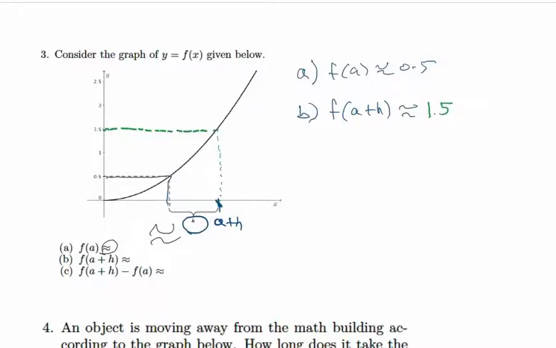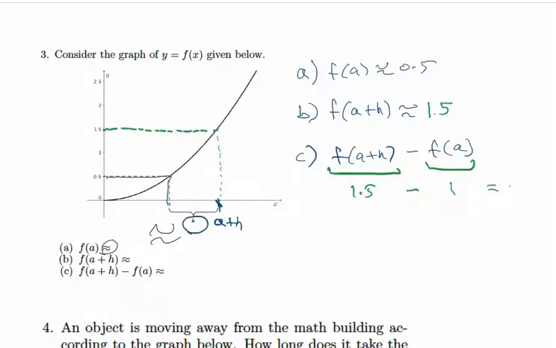Then let's look at part C. Part C is asking f of a plus h minus f of a. So when we evaluate something like this, we have to make sure we find each quantity first, then subtract from each other. So here we know this is 1.5, this is 1. So 1.5 minus 1 is 0.5. But again, because we estimate each of these, that's why we use this symbol to estimate. So this answer also is an estimate.